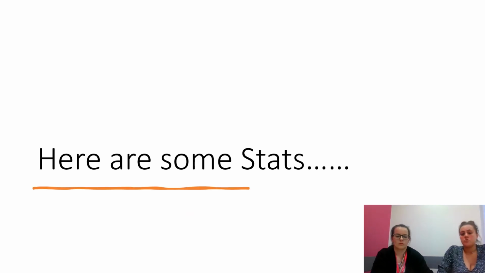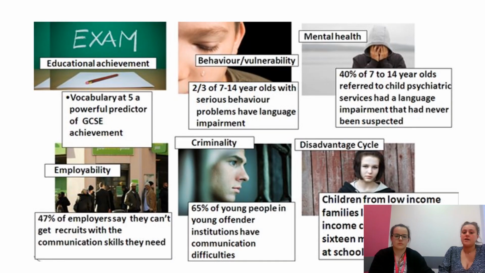So we're going to talk through some statistics for you. So if we're thinking about educational achievement, vocabulary at 5 is a powerful predictor of GCSE achievements. Also, if we're looking at behaviour and vulnerability, so 2/3 of 7 to 14-year-olds with serious behaviour problems have a language impairment, which is obviously quite a large number. Also impacts on mental health. So 40% of 7 to 14-year-olds referred to child psychiatric services had a language impairment that had never even been suspected.